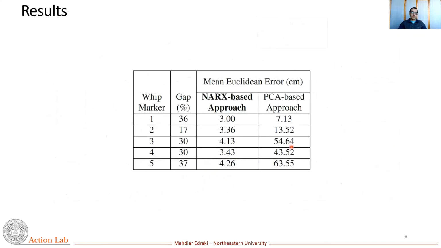So to put it into numbers now, here we can see the whip markers from 1 through 5, and the percentage gap in the overall data set. So around 30% of each marker was missing. And here we can look at the mean Euclidean error in centimeters from the two approaches. We can see in our approach, for all the markers on the whip, the estimated position of the markers have a very low error of around 4 centimeters. Whereas with the PCA-based approach, the error increases the farther out, closer to the tip of the whip it goes. And of course, this is because it is harder and harder to estimate where the tip of the whip is compared to the handle of the whip.